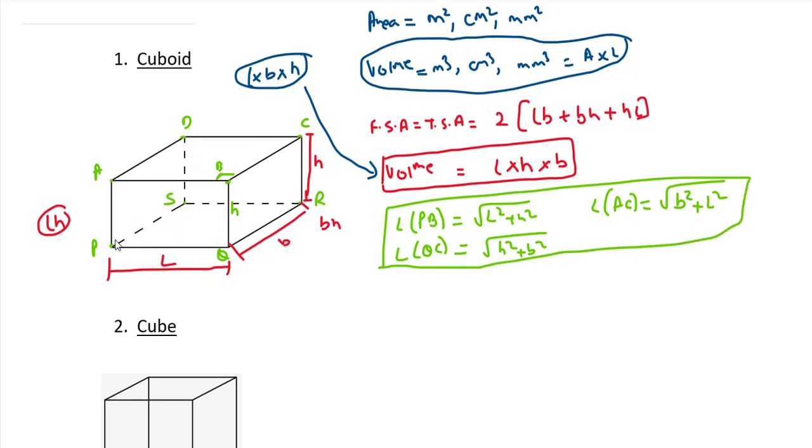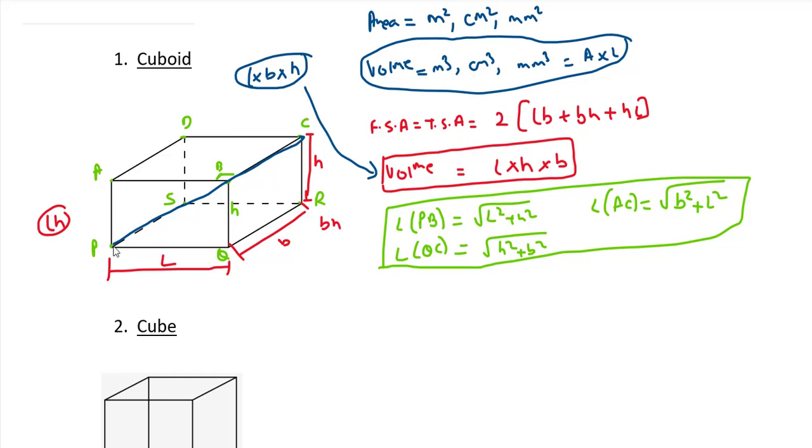Now let us see what is the body diagonal. In a cuboid there are four body diagonals. If I join the point P and C, we'll get one body diagonal. So P to C is one body diagonal. If I join similarly point A and R, we'll get another body diagonal. Similarly Q and D will give the third body diagonal and B and S will give us the fourth body diagonal. So let us find the length of this body diagonal PC. Same will be the length of all the other three body diagonals.